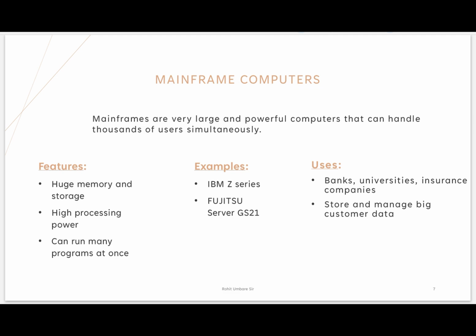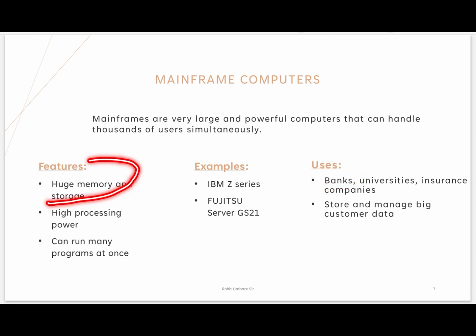What are its examples? IBM Z series, Fujitsu GS21 series. And who uses this computer? Banks, universities, insurance companies. Why? To store and manage big customer data. For example, let's take a bank first. A bank stores all our information, correct? Aadhaar card, PAN card, on the passbook your name, email ID, full name, mother's name, father's name, address, pin code, then your bank balance, when you withdrew money, when you deposited money, right? Everything is stored in the bank.